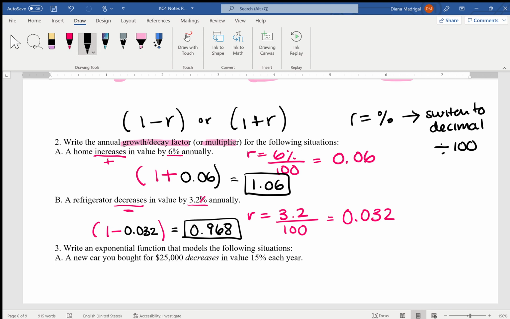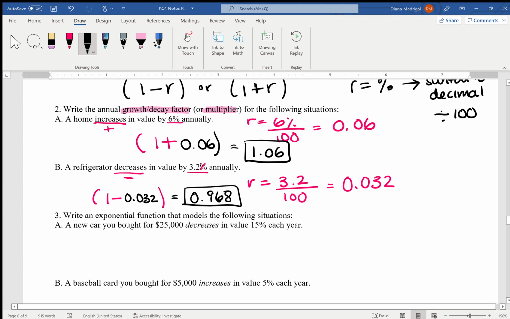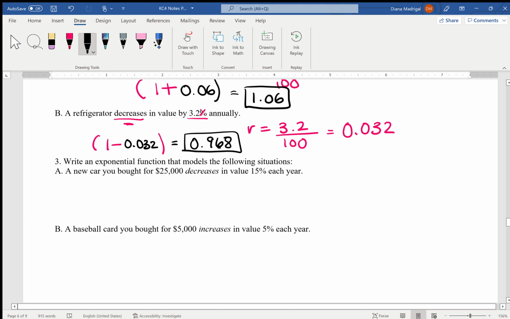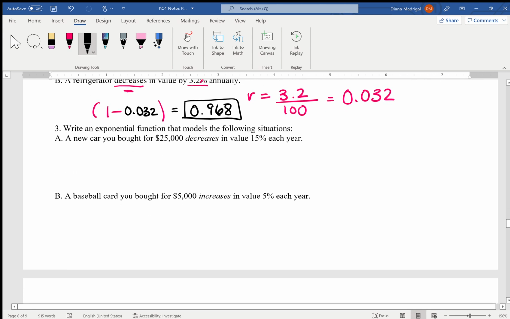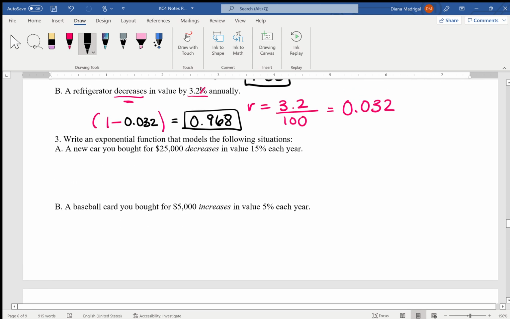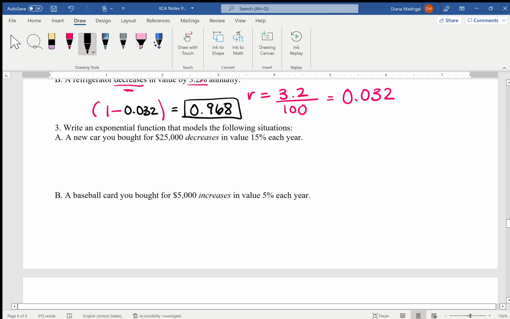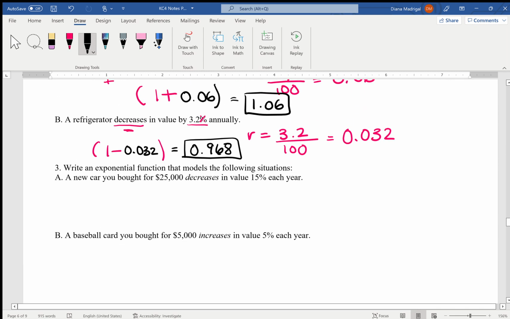Okay, and that's it. All I did was find the multiplier, the growth or decay factor, and that's it. That's all I'm doing right now. So what you're going to do is go ahead and try to do the multiplier for question 3A and 3B, okay? But before I do that, let me explain something else. It says write the exponential function.